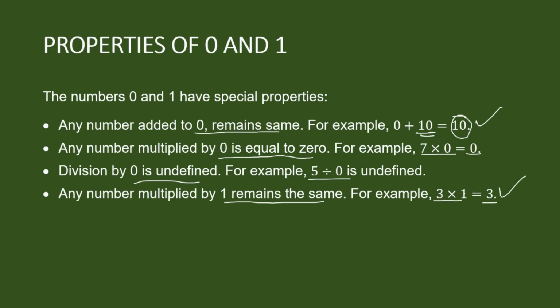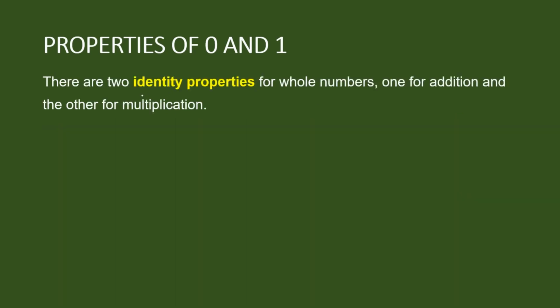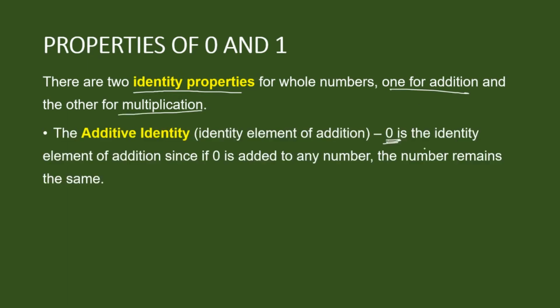What do we call these properties? There are two identity properties for whole numbers. One for addition and the other for multiplication. 0 is the identity element of addition. Why do we call it identity element of addition? Because if 0 is added to any number, the number remains the same. So this is called the additive identity, or you can say identity element of addition.